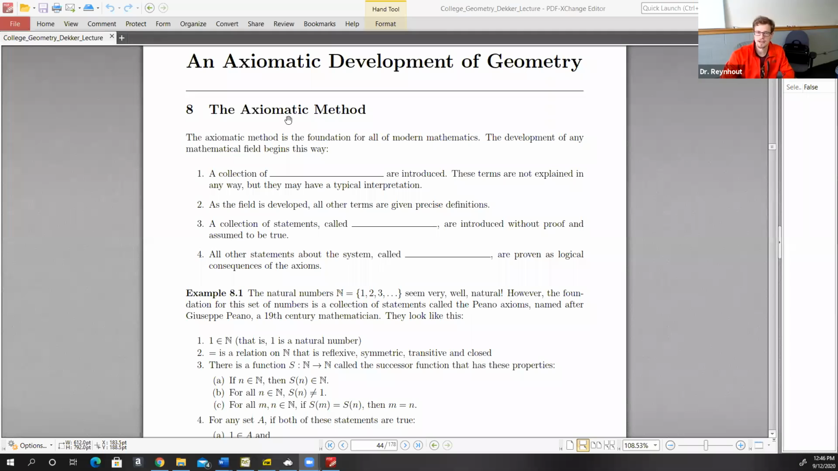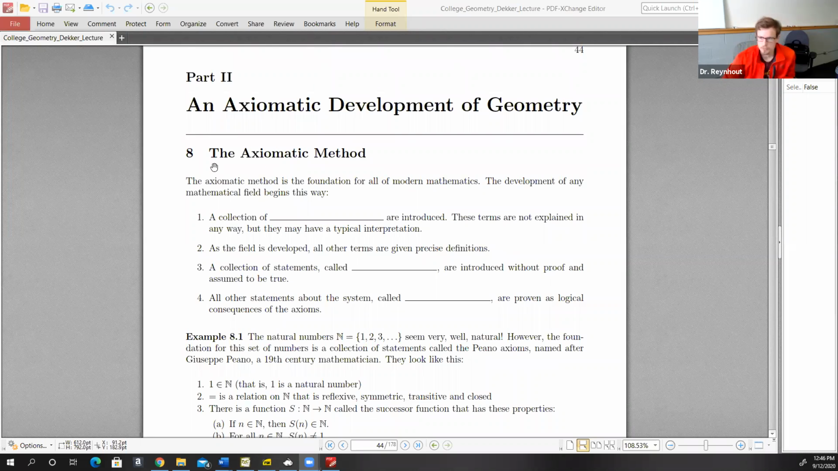Welcome to geometry. We want to begin looking at the second unit of our course, or the second part of the course, which begins with section 9 for us, which is all about axiomatic systems, or the axiomatic method, rather.